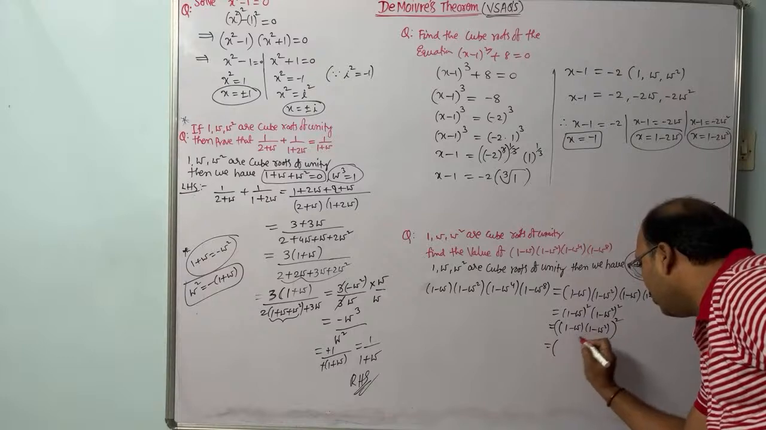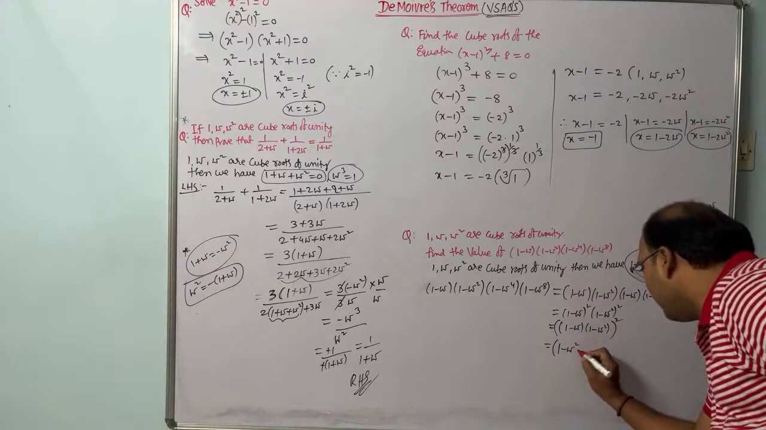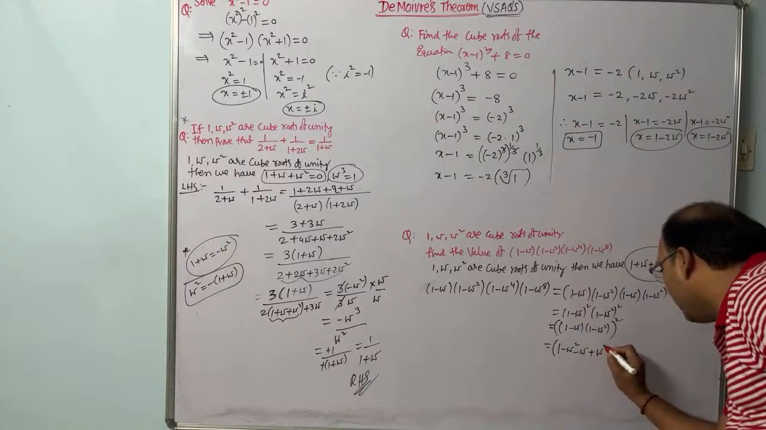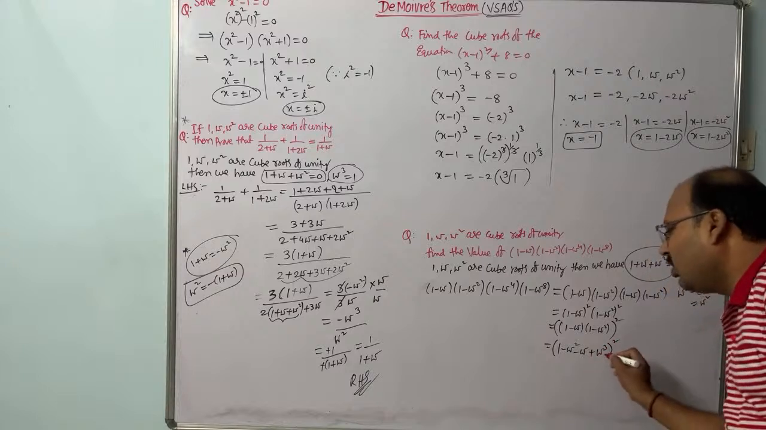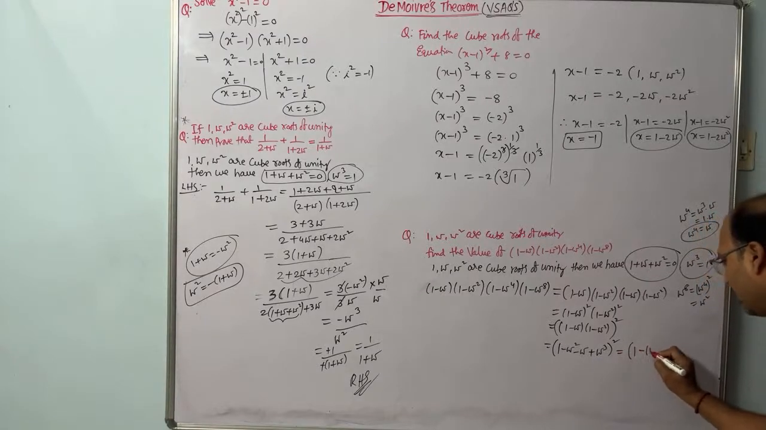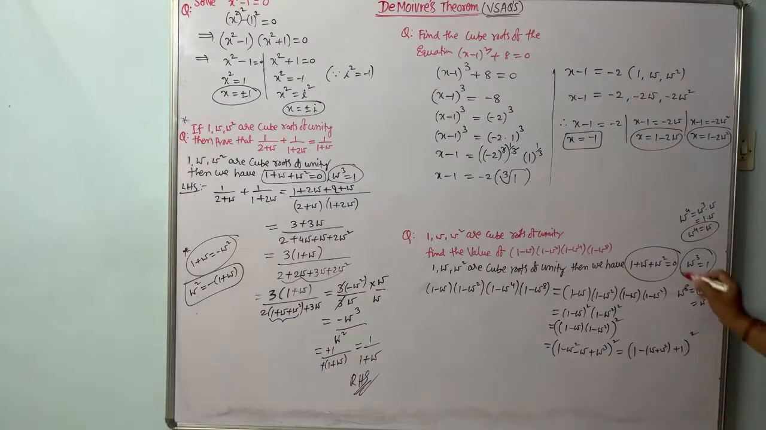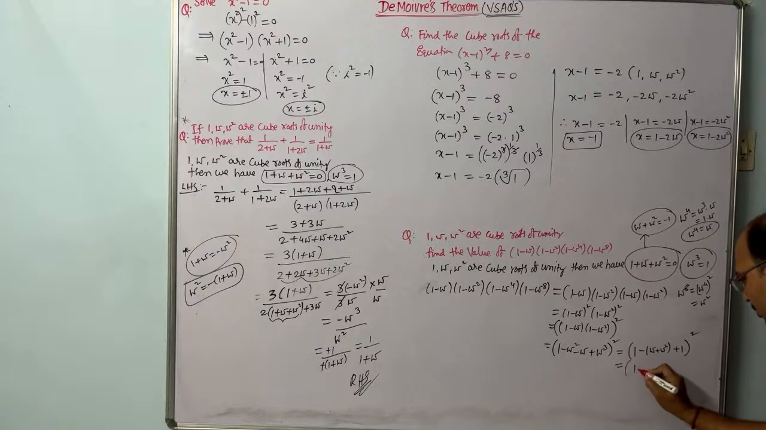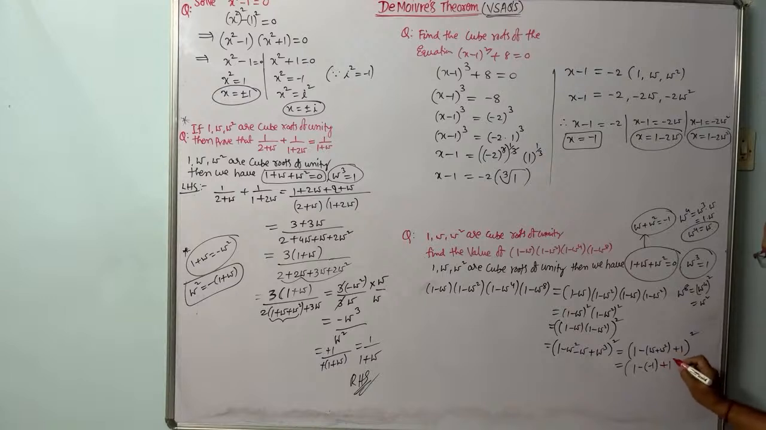So normal multiplication: (1 minus omega square minus omega plus omega cube) whole square. Omega cube is also 1 now, so this equals (1 minus, taking common, (omega plus omega square) plus 1) whole square. Again from this result, omega plus omega square equals minus 1. So it equals (1 minus of minus 1, plus 1) whole square. So we get 3 square now, and 3 square is 9.